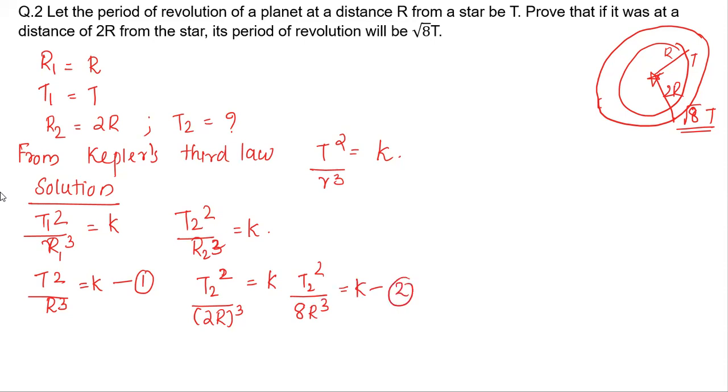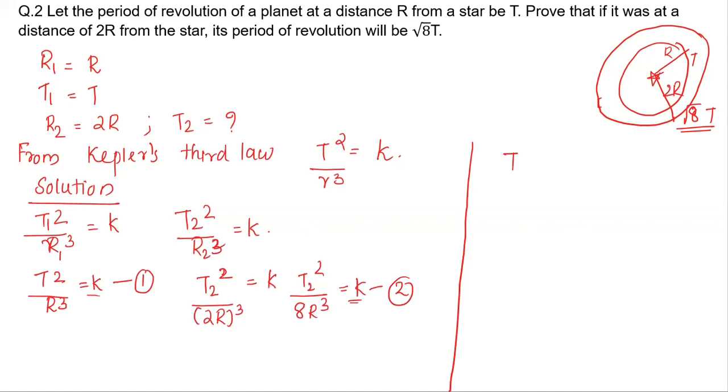Now look at the RHS of equation number 1 and 2. Both are k. That means RHS is equal. If RHS is equal, then we can equate the LHS. That is t square upon r cube is equal to t2 square upon 8 r cube. Okay, r cube cancels, cross multiply. T2 square is equal to 8t square.